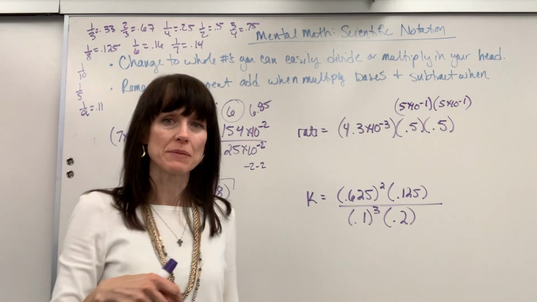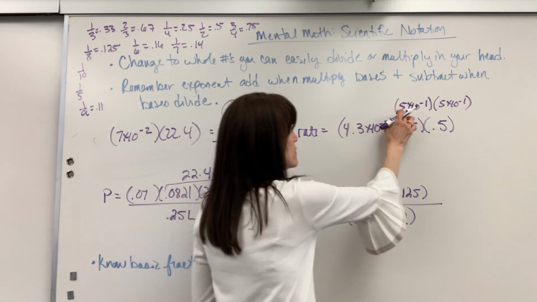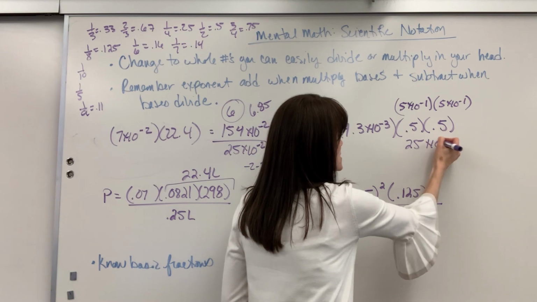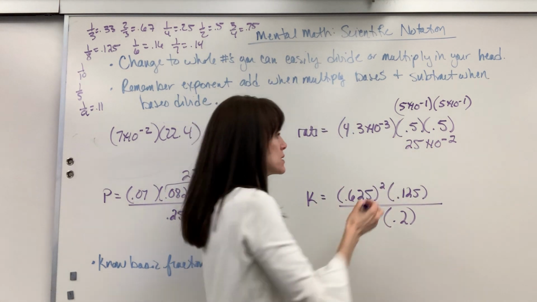Notice how I do this in steps. I don't try and do everything in my head at once. I'll do it one at a time. So 5 times 5 is 25. I add exponents times 10 to the minus 2. Okay, 25 is much easier for my brain to deal with.